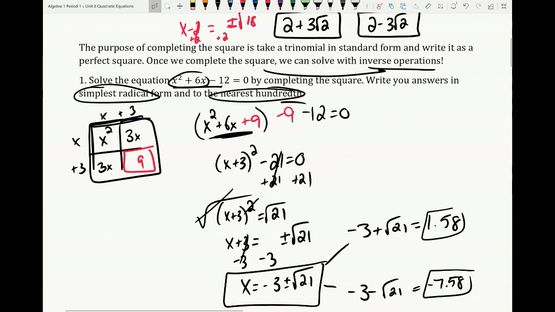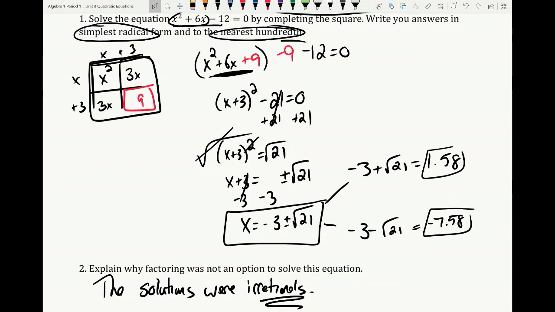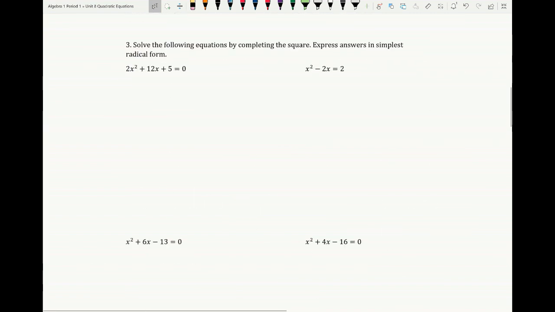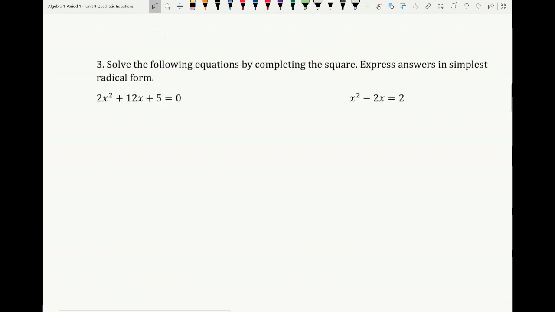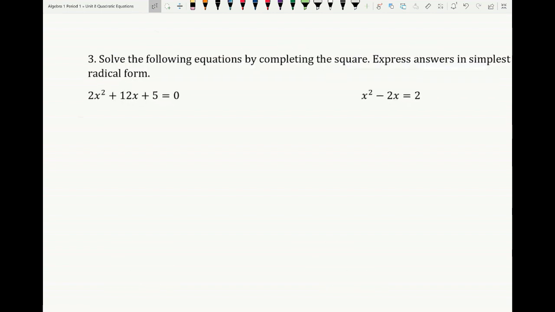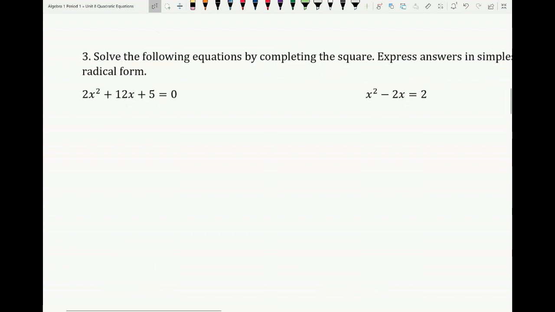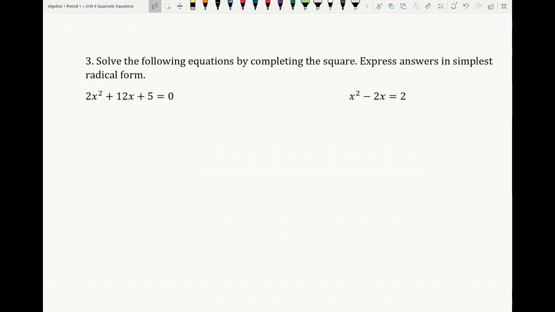So there's nothing really new in this lesson. This lesson's really just taking completing the square, and now instead of just doing it, we're going to use it to solve an equation. So I've got some problems for us to try, and then we'll be done with completing the square. So solve these quadratic equations by completing the square. Express your answer in simplest radical form.